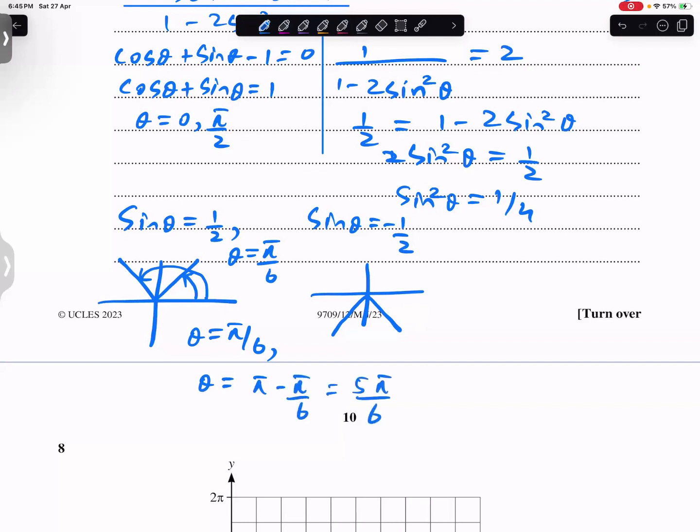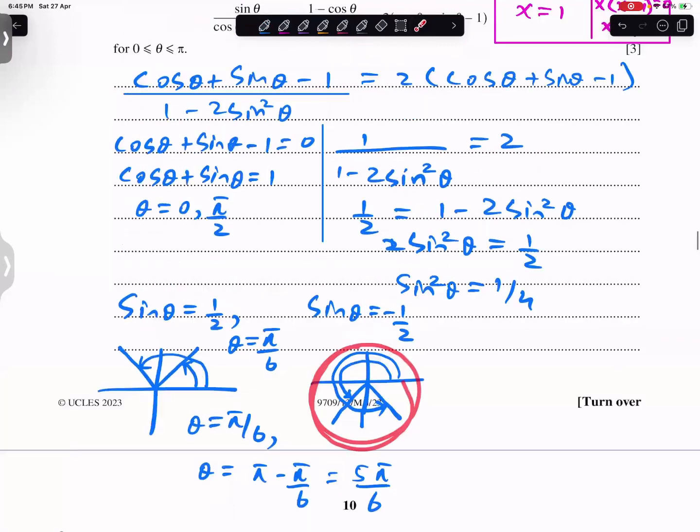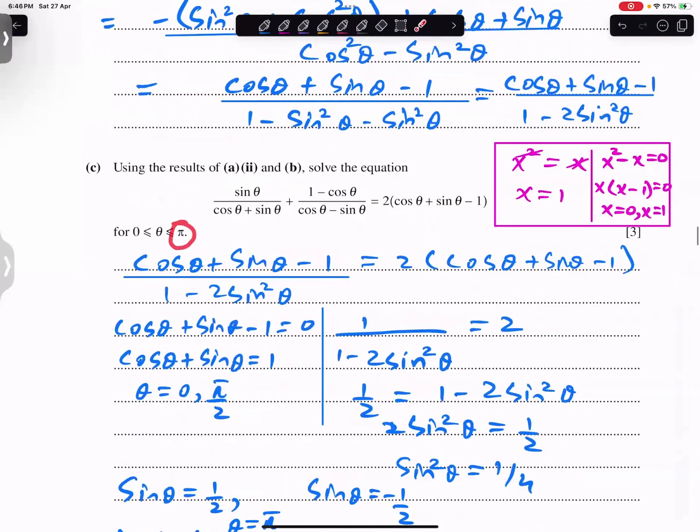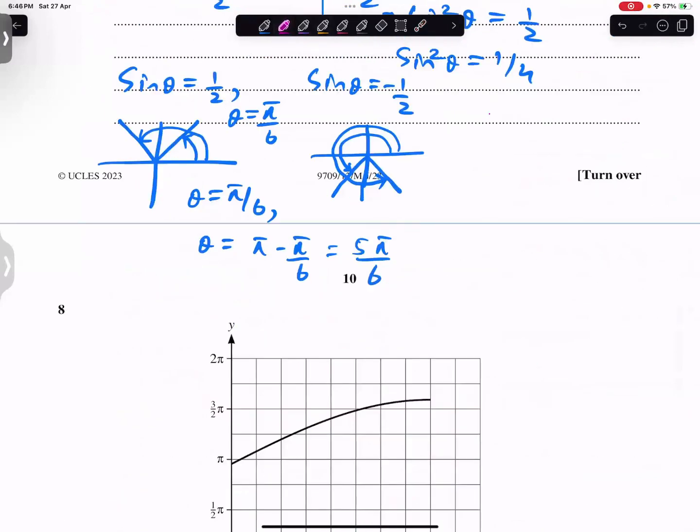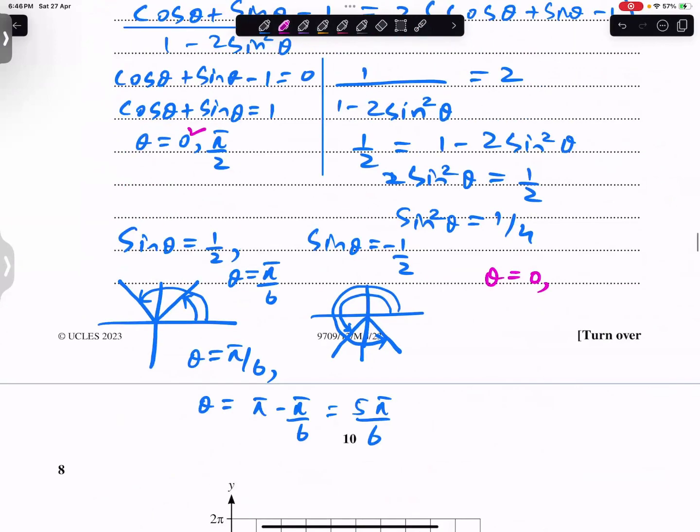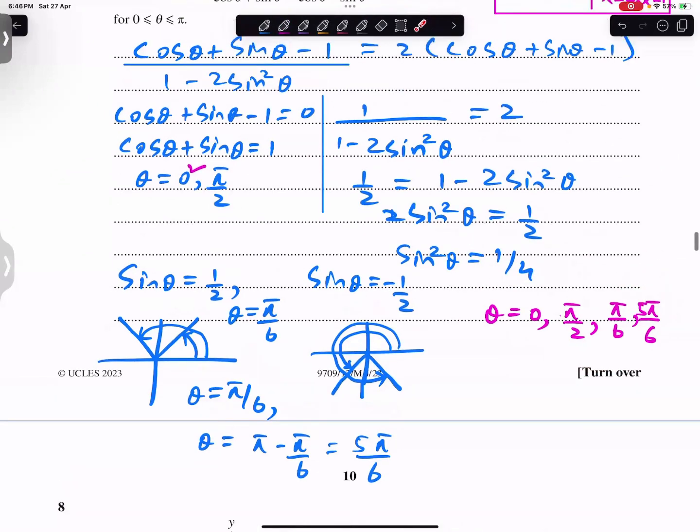And my third angle will be this, which is out of domain, because we need to give the answer up to pi. So all the answers you have to combine. Theta is equal to 0 from this, then theta is equal to pi by 2, then theta is equal to pi by 6, and then theta is equal to 5 pi by 6. So these are all the solutions, and very, very interesting question, by the way. These are all the solutions of this equation.